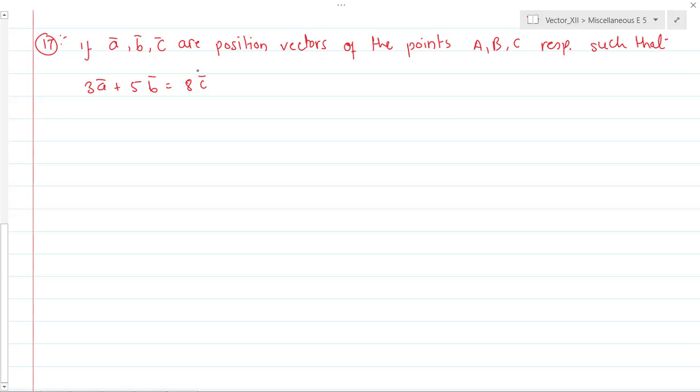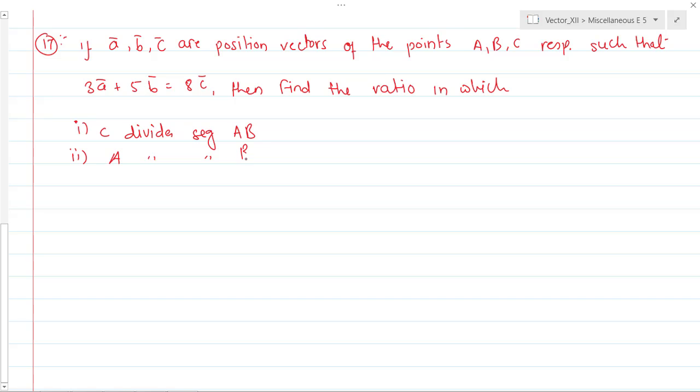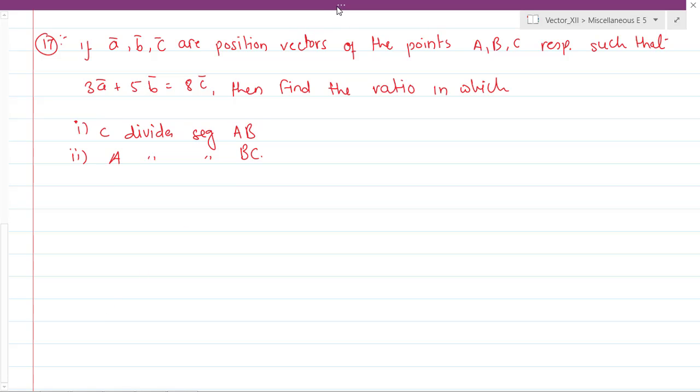Then find the ratio in which, number 1, C divides segment AB, and the second one is A divides segment BC. Okay, so order is very important. That is AB and BA. These are two different vectors, we can say. So order is very important in this case. Okay, so let's verify. Let's solve for this question.